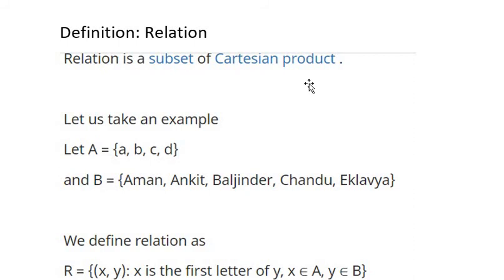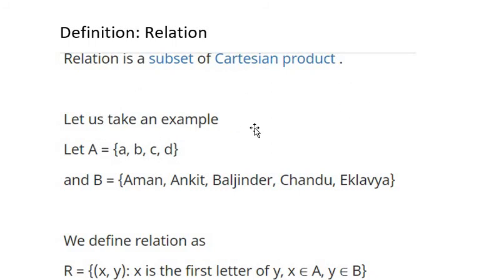For example, if you are appearing for the 12th science board exam, then if you are in group A, you have to give the maths exam. If you are in group B, then you have to give the biology exam. So as per our condition we select the element. So here a relation is a subset of the Cartesian product.